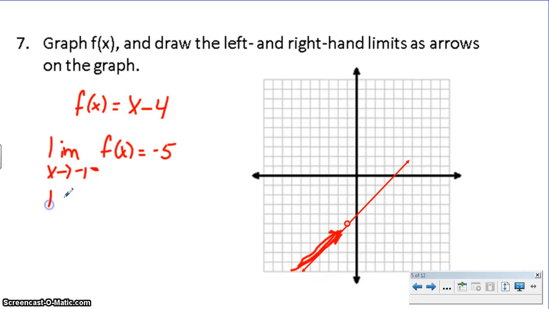And if we take a look at the right-hand side, the limit as x approaches -1 from the right-hand side of the function f of x, as we're coming in from the right, as we get to the value of x equals -1 right here, again, we're going to see a y value of -5. So that's basically all we're doing here. It is relatively simple when you're looking at it graphically.